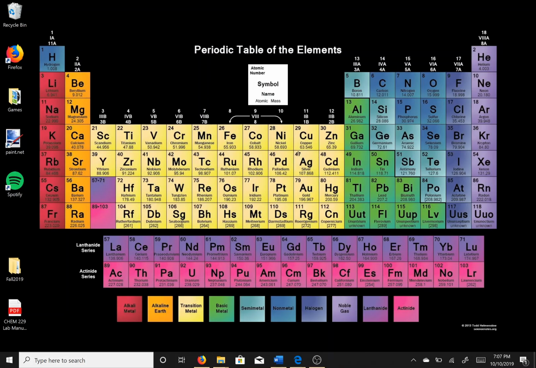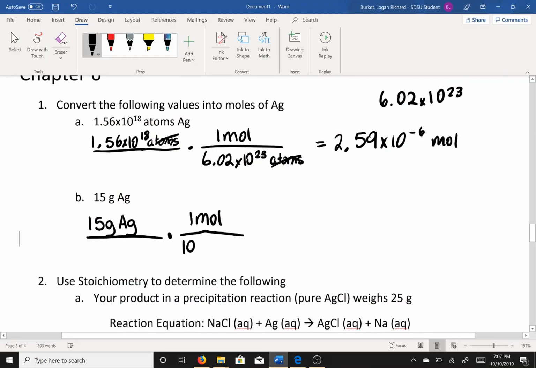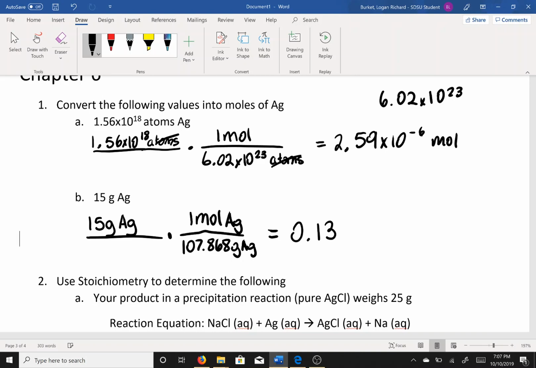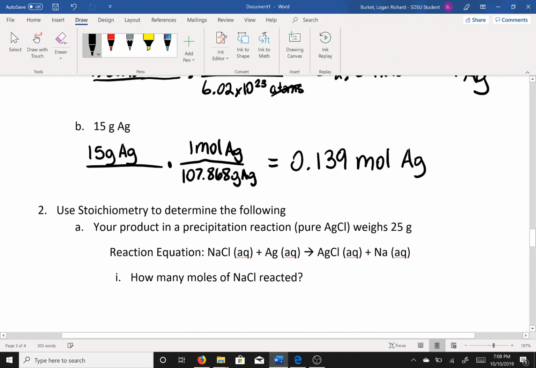So let's go to silver over here, number 47. The value that my table has is 107.868. So I go 107.868 grams of Ag and 1 mole of Ag. So that gives me a result of 0.139 moles of Ag. So yeah, on to the next one, right?